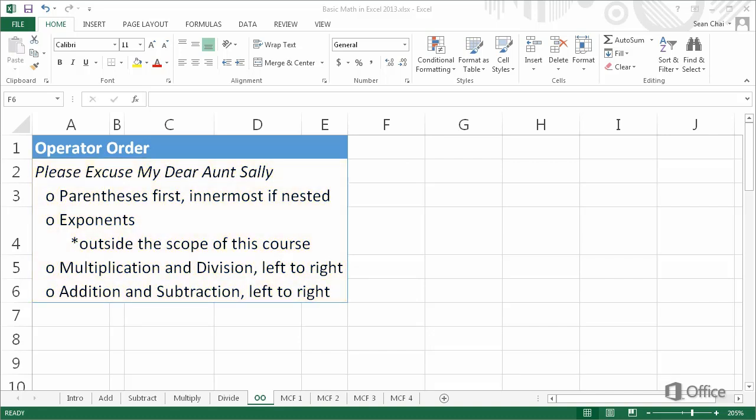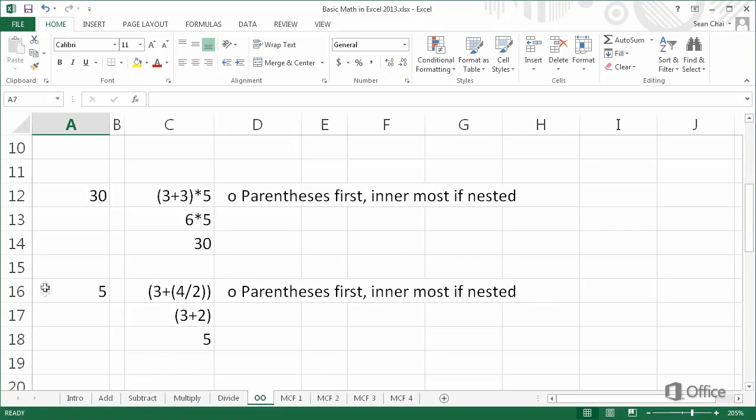Calculations in parentheses are evaluated first, inner to outer if they're nested. In this example, 3 plus 3 is in parentheses, so those numbers are added first. This leaves us with 6 times 5, which is 30.